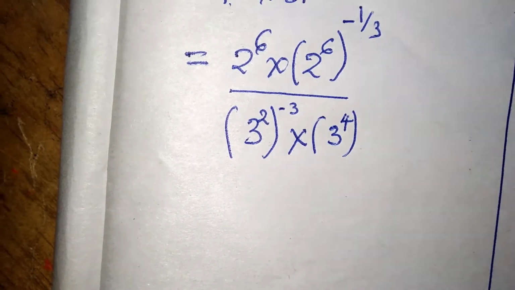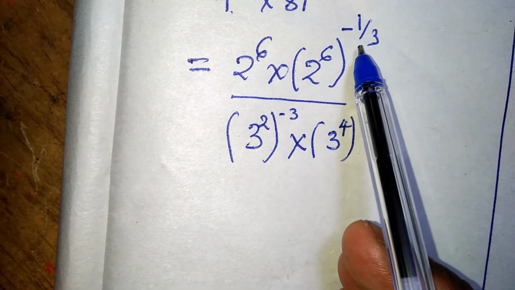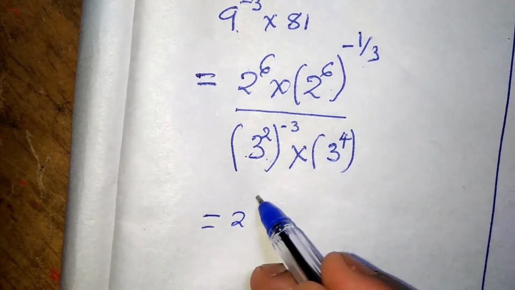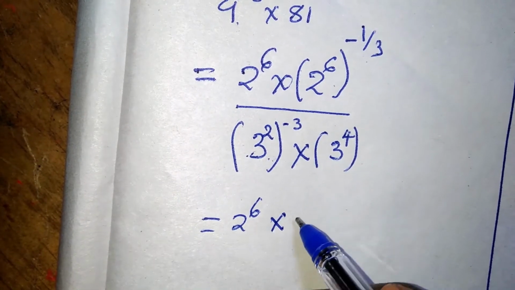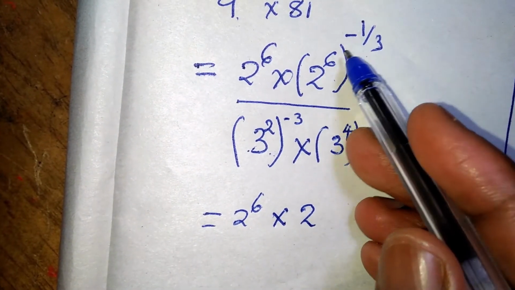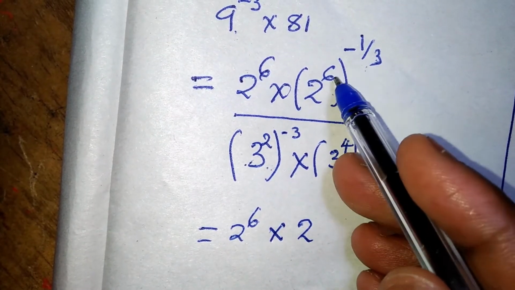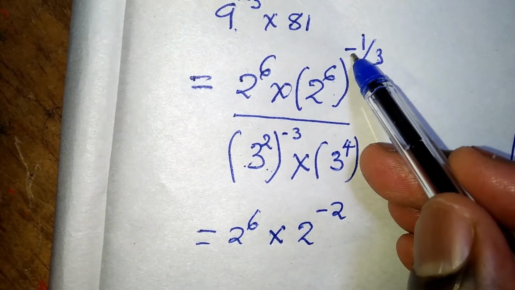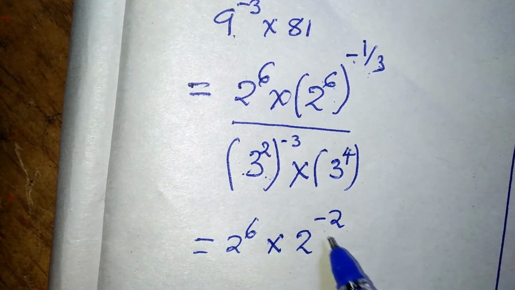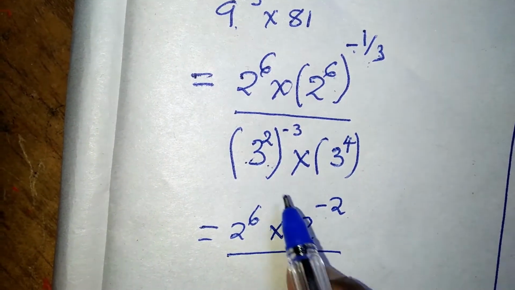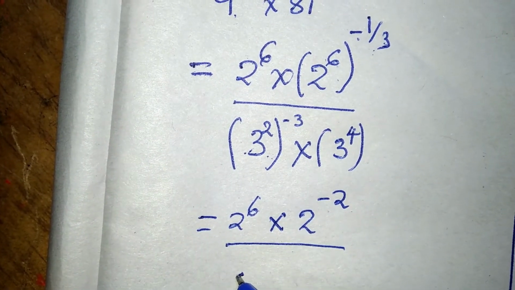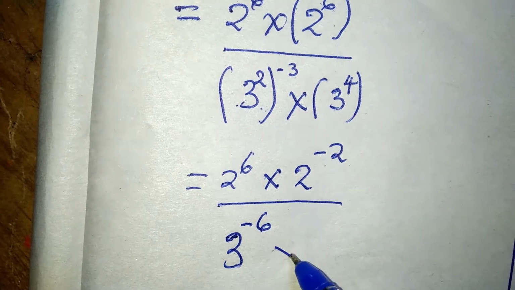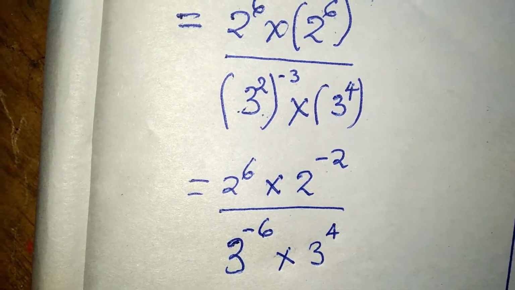And so the next step would be to open the brackets that I've created here, and we have now 2 raised to power 6. We multiply by 2 raised to, if you open this, you multiply 6 and a third to get negative 2, because there is a negative here, it turns this to negative, and then the denominator becomes 3 raised to negative 6. If you open this part, then we multiply by 3 raised to power 4.